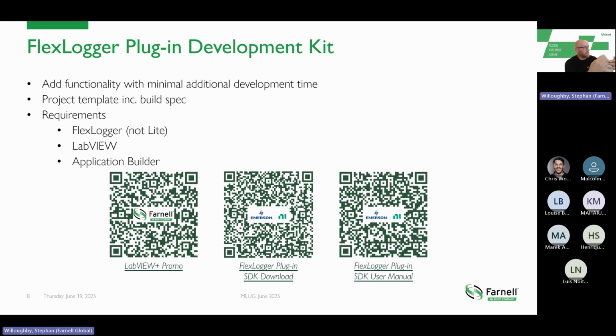What is it? The plugin software development kit is basically a project template, and that project template includes things like the build spec as well. So you don't have to go into any of the plugin creation. It's just the custom code you need to add to it. To do it, you need FlexLogger, so not Lite, because you can't plug into FlexLogger Lite. You need full FlexLogger. You need some LabVIEW, so I don't think it matters which version of LabVIEW. And you need the Application Builder. So obviously, if you've got Pro, you don't need Application Builder. If you've got Base or Full, then you'd need to add that on.